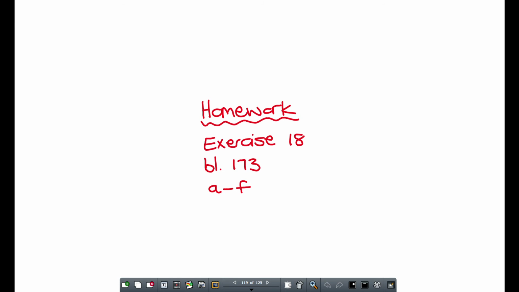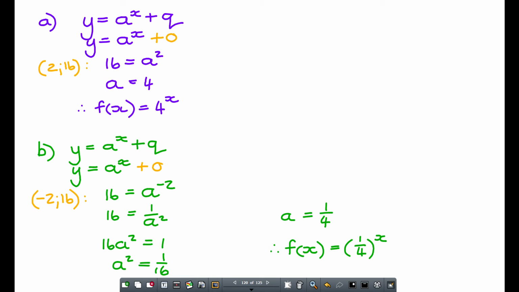Right, kom ons merk gou vinnig. Daar is al at exercise 18. Nee, juffrou, net 2 sekondes. Is by juffrou Hanekom. By juffrou Hanekom.